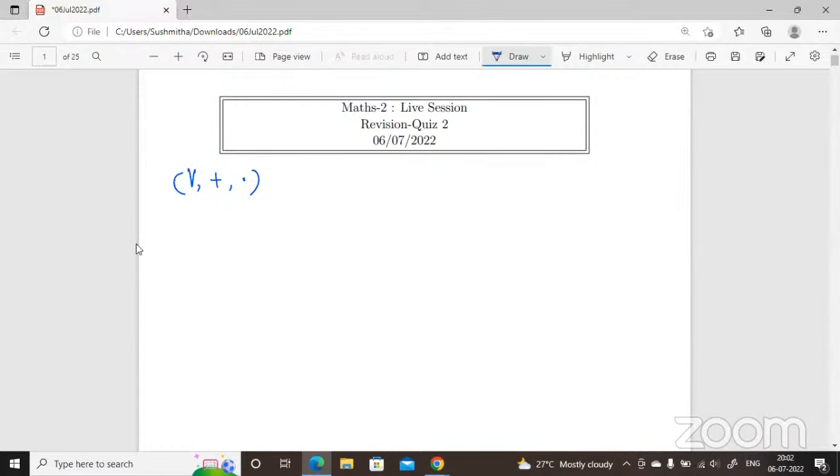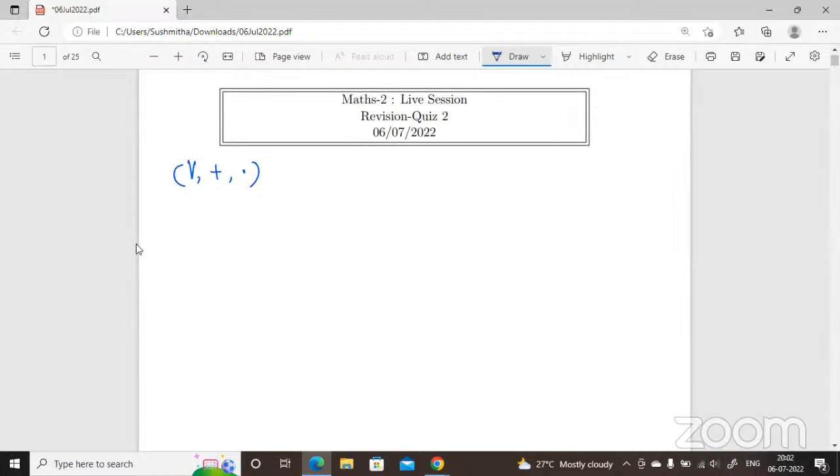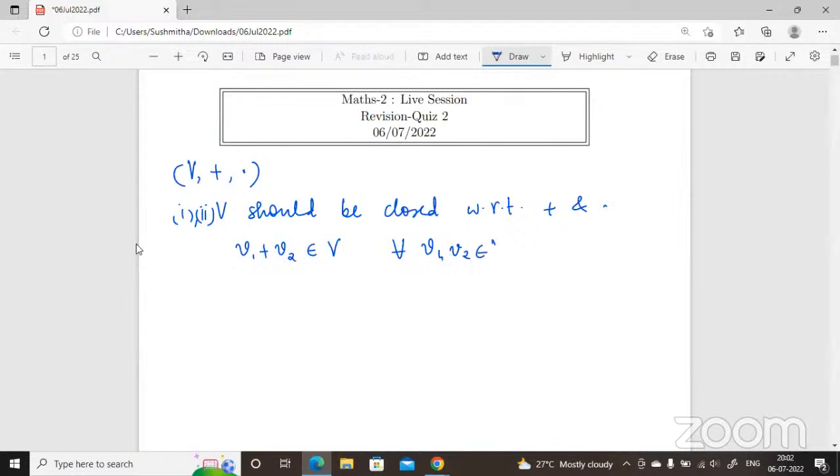First of all, V should be closed with respect to plus and dot. These are the first 2 conditions. So V1 plus V2 should belong to V for all V1 and V2 in V, and alpha times V should be in V for all real numbers alpha and vectors V in V.